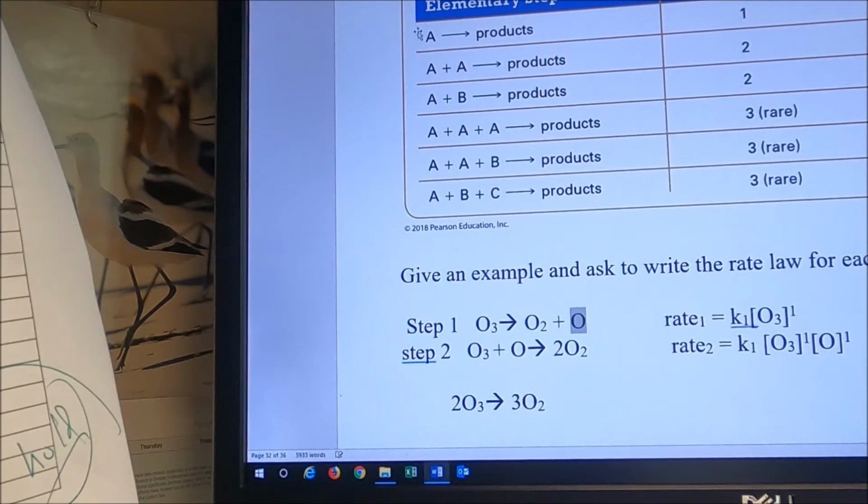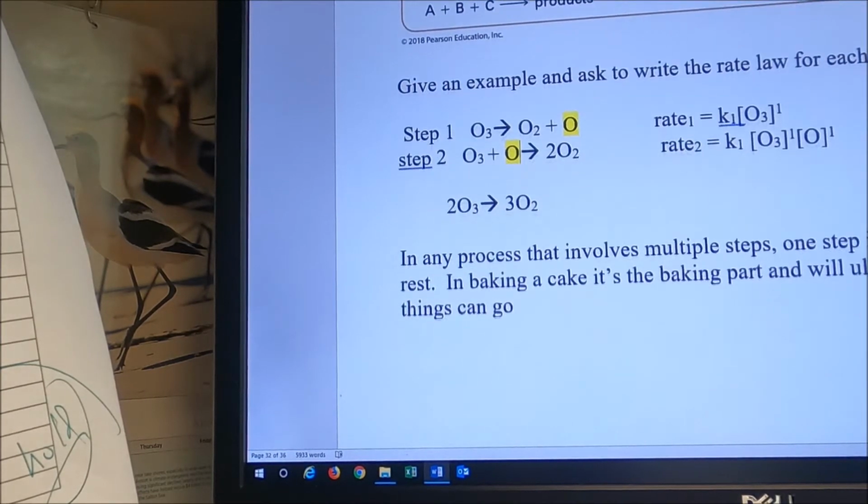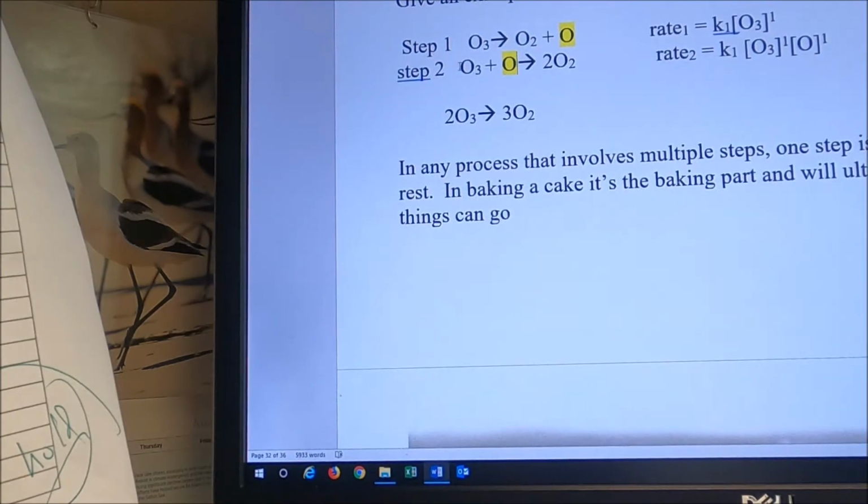So notice that oxygen, the single atom, is made in that step, and it's used up in that step. So single oxygen atoms here would be a reaction intermediate. Okay? Now, when we look at any reaction mechanism, when we have multiple steps, there's always one step that is going to be slower than all the rest. You've experienced this if you've ever baked a cake. Usually your slow step is baking the cake. Mixing up the batter is not that time consuming, but baking it is. Okay?